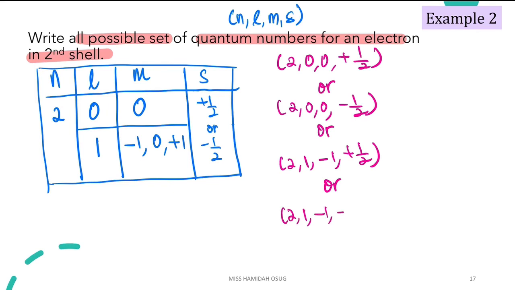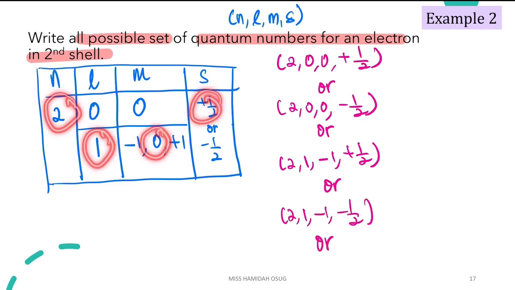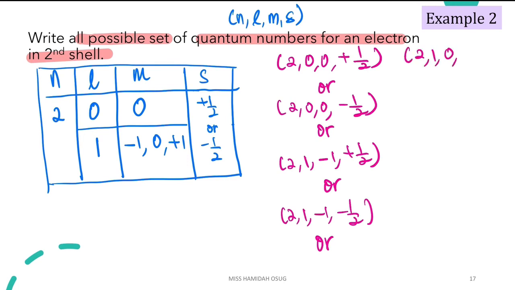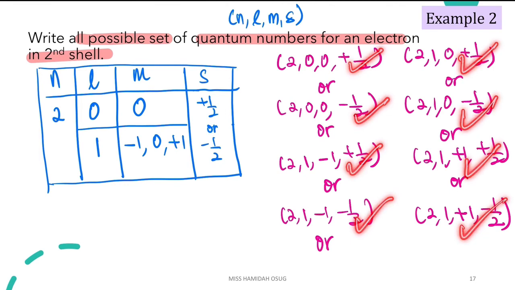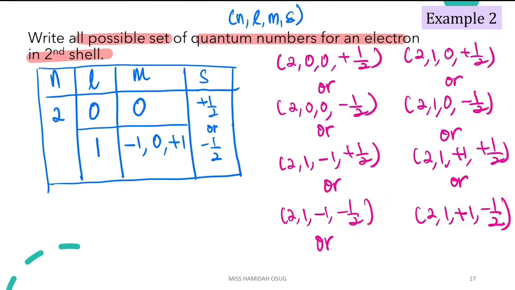And then the next one should be 2, 1, 0, positive half. And then 2, 1, 0, negative half. 2, 1, plus 1, positive half, or 2, 1, plus 1, negative half. So actually there is a total of 8 possible sets of quantum numbers for an electron in the second shell.